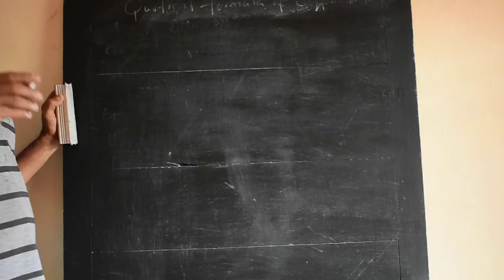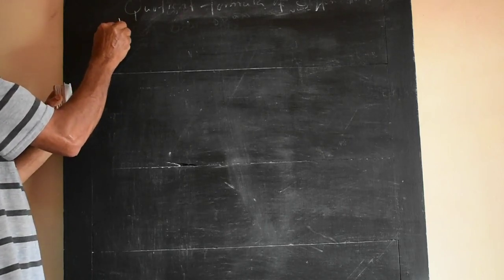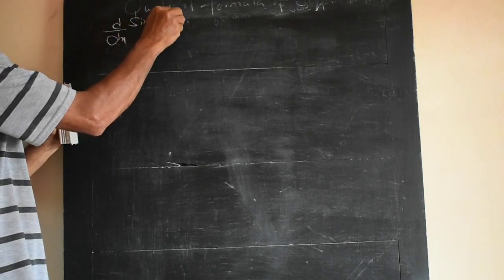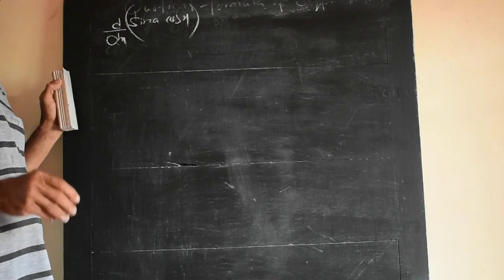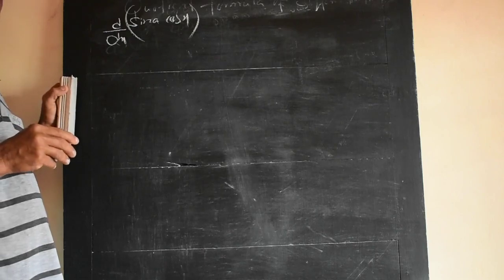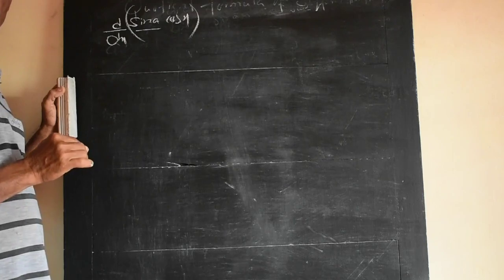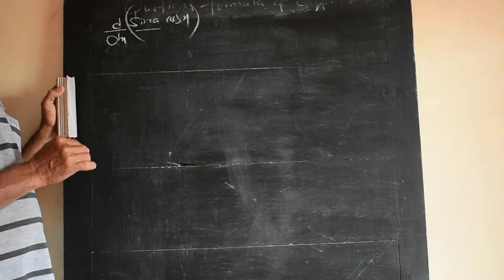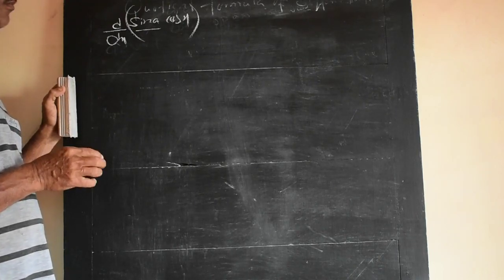What about the differentiation of sin A into cos X? That means d by dx of sin A into cos X. Here, sin A into cos X means there are two terms in a product. But look here, sin A is constant, A is constant, and cos X has the variable X. Therefore, it does not belong to the category of product formula.